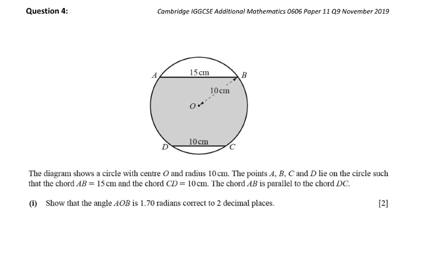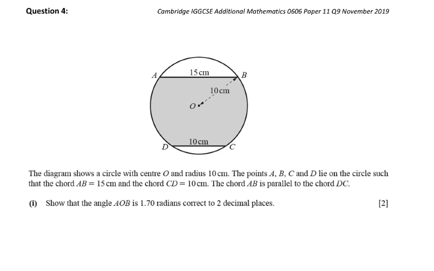We are going to move on to the next question, which is picked from November 2019, paper 11, question number 9. So the diagram shows a circle with center of O and radius 10 cm. The points A, B, C, D lies on the circle such that the chord of AB is 15 cm and the chord of CD is 10 cm. The chord of AB is parallel to the chord of DC.